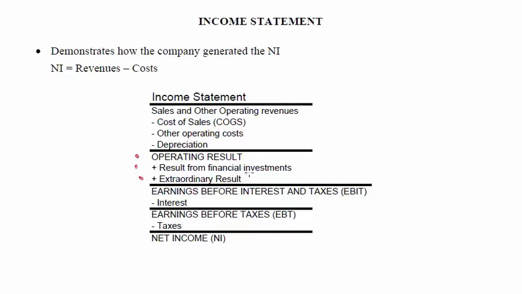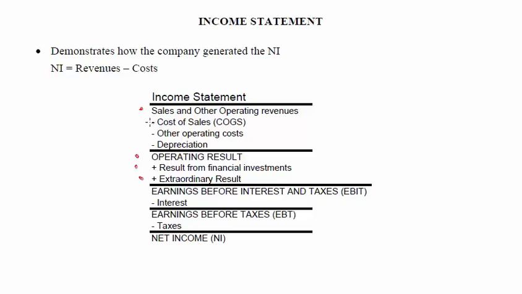Or, for example, if they suffer a fire or any other disaster, it can also be registered here. Okay, so let's start with the operating result. In the operating result, we start with the revenues from the sales and other operating revenues. For example, we sell goods, but we also sell services related, for example, with the repair of those goods. Okay, so this is where we start the income statement, with the revenues from our operations.